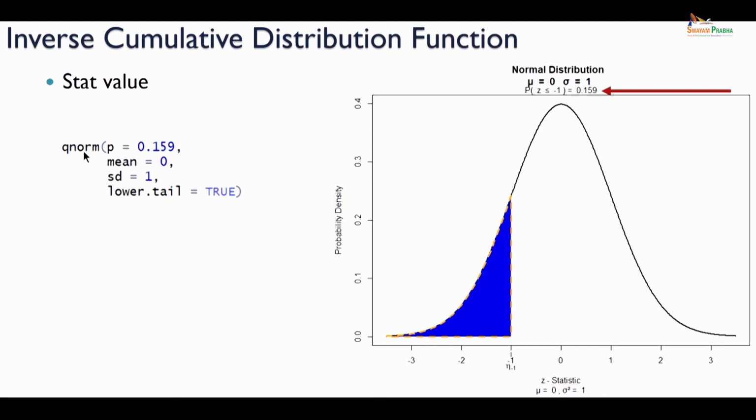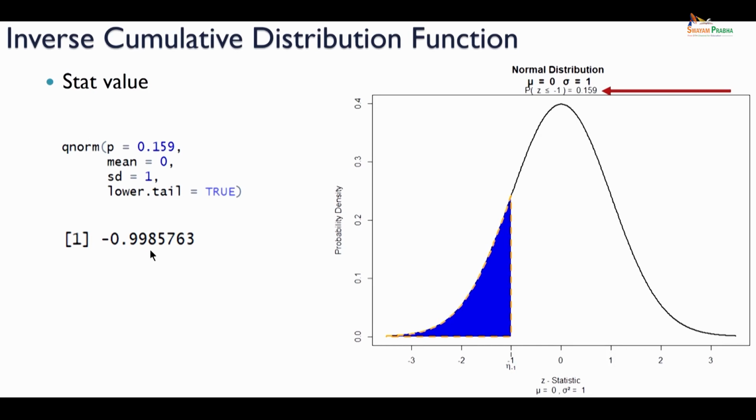So, instead of P norm I am going to use Q norm because I want to find the start value. I know the area of the shaded region, so I am going to give that as the probability value. The mean is again 0, the standard deviation is again 1, and I am going to give the lower tail as true. If you do that you get a value of minus 0.998, which is very close to minus 1.